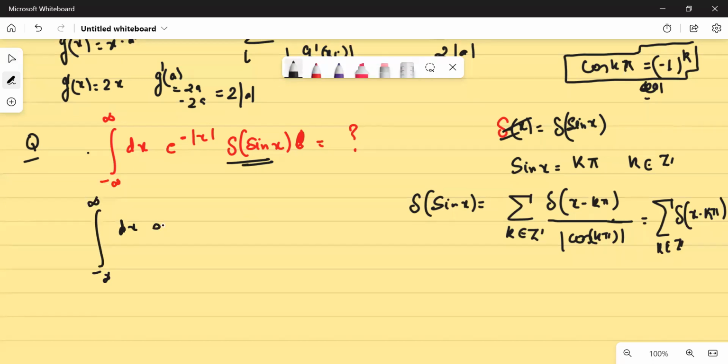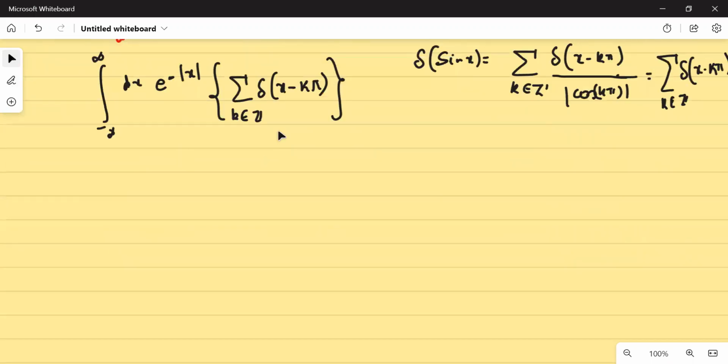Dx, now you have e to the power minus modulus of x, and then you have the sum over k belonging to Z of Dirac of x minus k. Is that clear? Now, I will try to tell you one or two things, then you will be able to understand. So if you just expand it a little and look, what is happening?